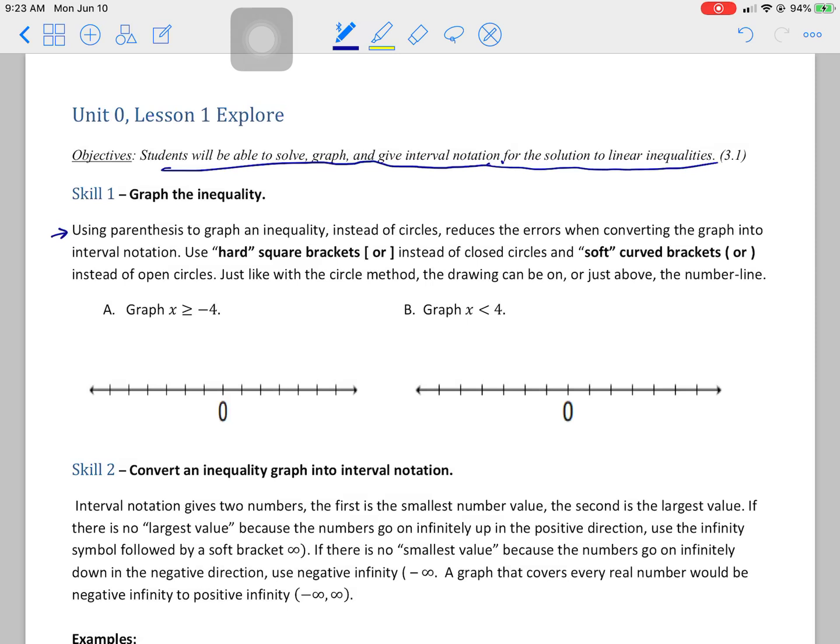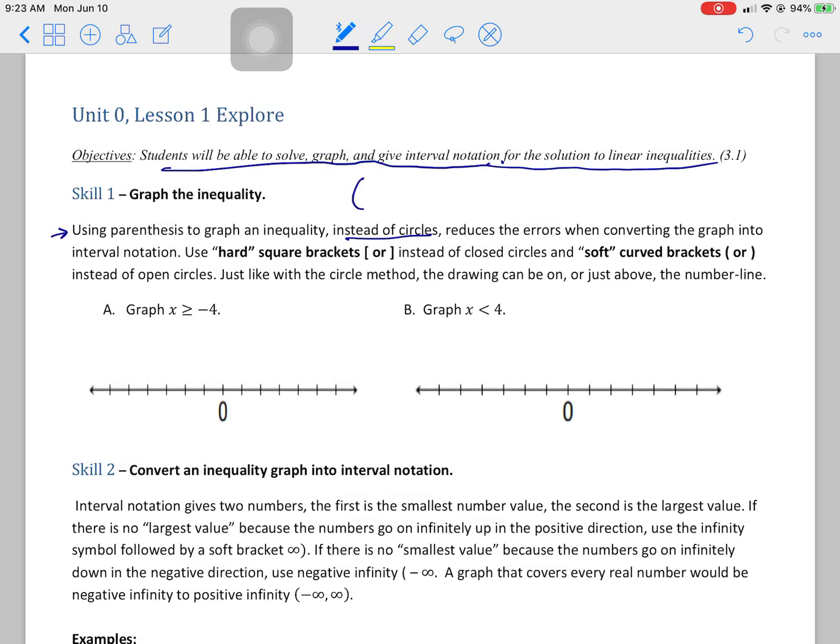So I'm going to read right here. Using parentheses to graph an inequality instead of circles reduces the errors when converting the graph into interval notation.